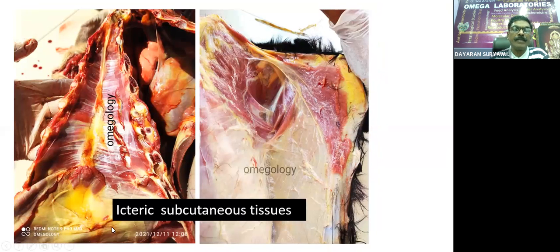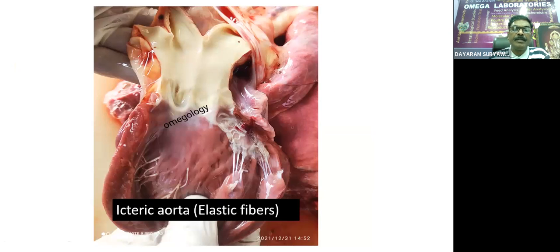Here again we can see some of the connective tissue which are near the subcutaneous tissue or the chondrocytes. They will look yellowish or dark yellow in color. Then the subcutaneous tissues, or the musculature around the subcutaneous tissue, turn yellowish, or we can say jaundice. Then the aorta has a large amount of elastic tissue, so that is also turned icteric.